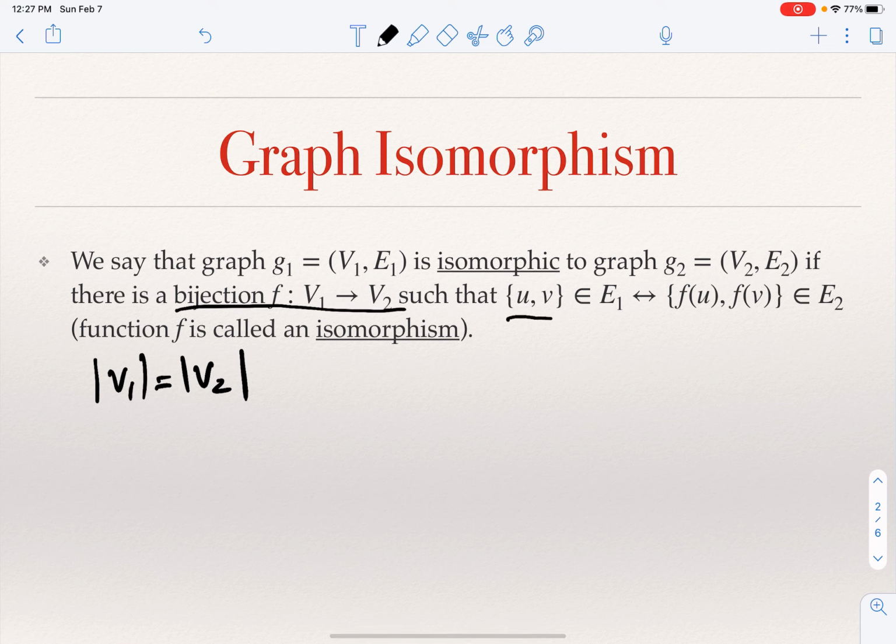Then we have this condition here that tells us that if there is an edge between two nodes u, v in one graph, then there is an edge between their images in graph G2. Okay, so if u, v in G1 have an edge between them, their images in G2 have an edge between them. Okay, so let's look at examples of graph isomorphism.